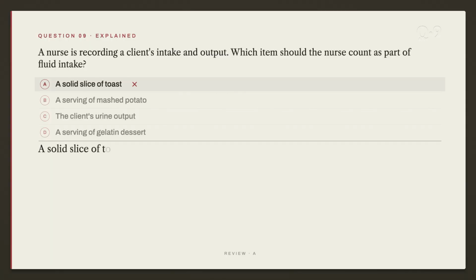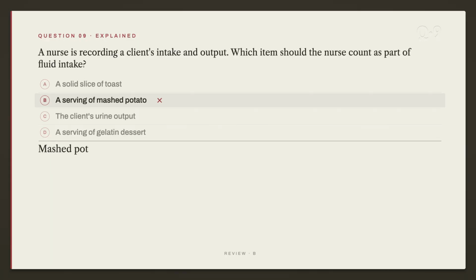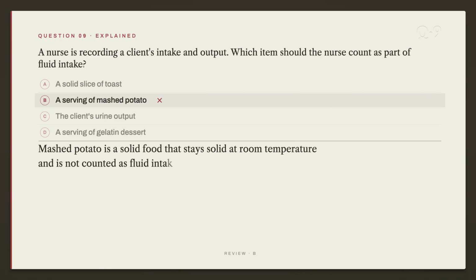A is wrong because a solid slice of toast is a food, not a fluid, so it is not counted as intake on the fluid record. Only liquids and foods that melt to liquid are included in the count. B is wrong because mashed potato is a solid food that stays solid at room temperature and is not counted as fluid intake. It does not belong in the fluid portion of the record.